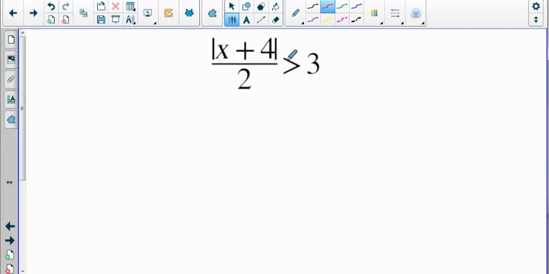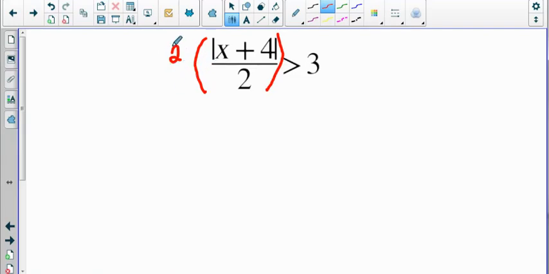Okay, so here, this looks really scary, but it's not. Again, I treat the whole thing like a great big variable. I've got to get this by itself. I have to get everything inside the absolute value by itself. Well, the whole thing is in a fraction or a division problem. How do you undo division? You use multiplication. How do you get rid of a fraction? You multiply by the denominator. So I'm going to multiply this entire thing by 2. That's like 2 over 1.